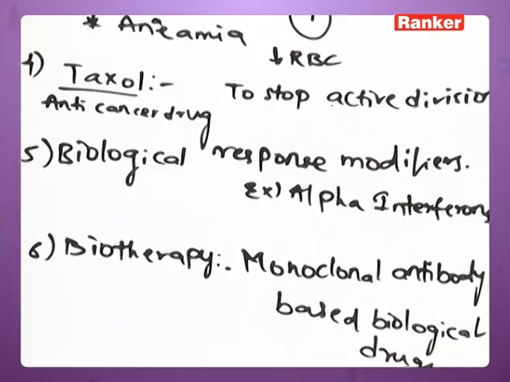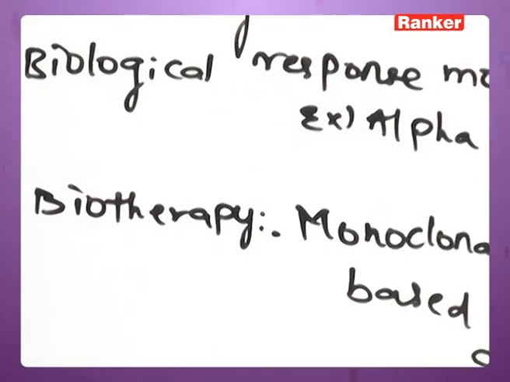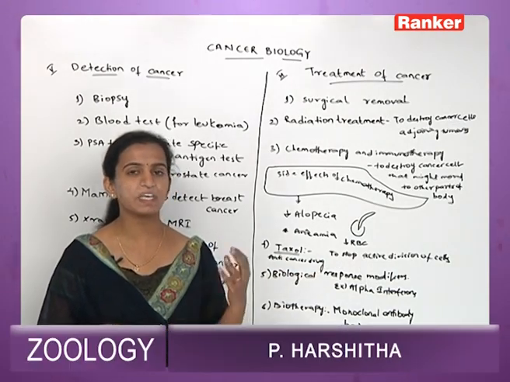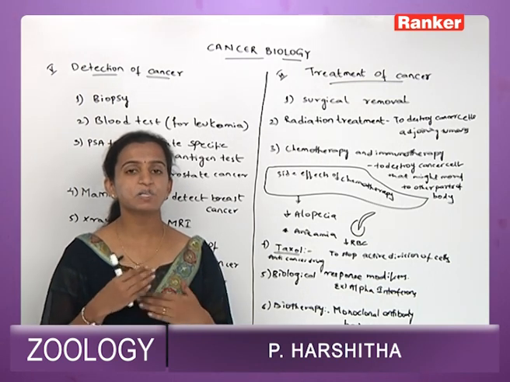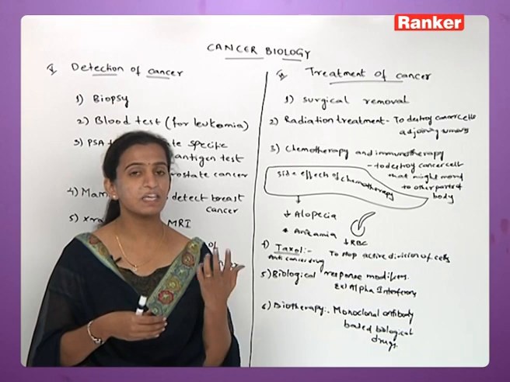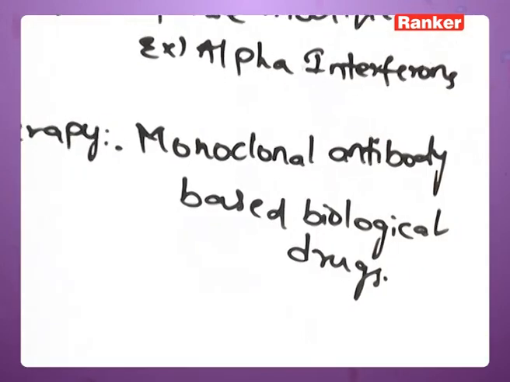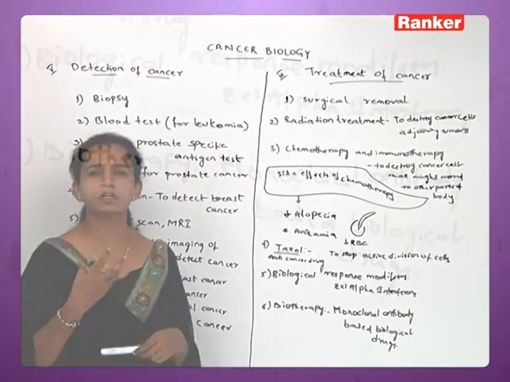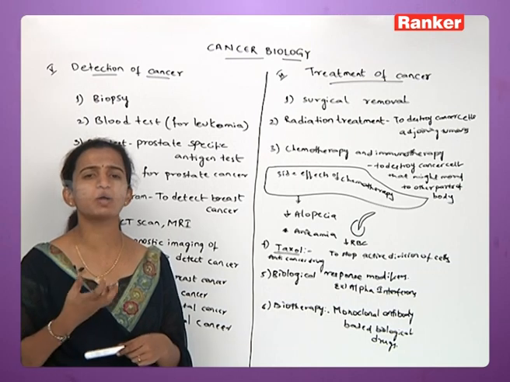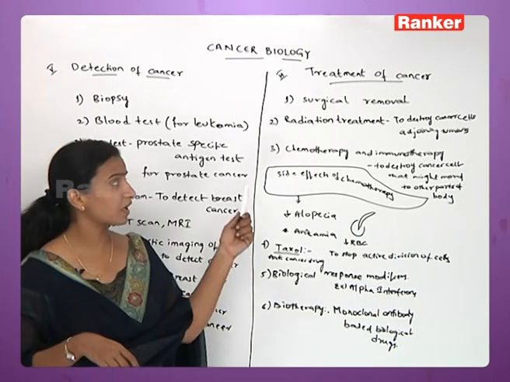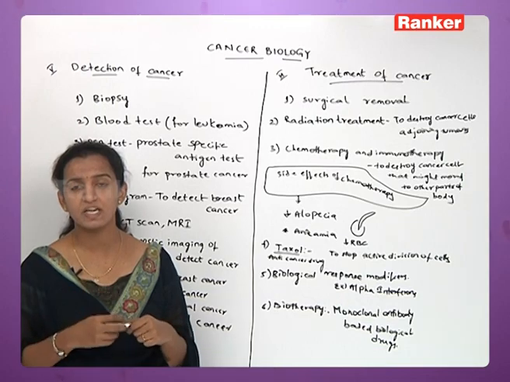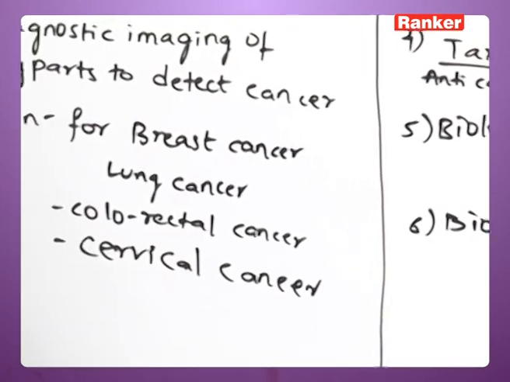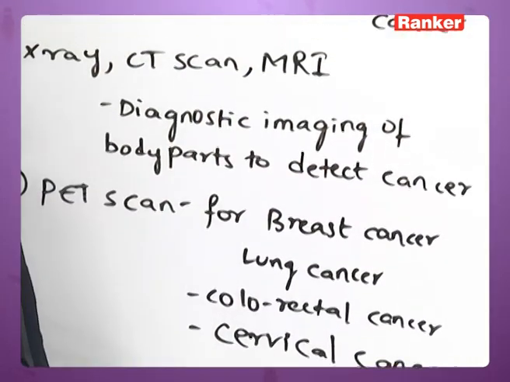And here biotherapy is nothing but monoclonal antibody based biological drugs. That means this is another kind of technology used here, using the cancer cells and the normal cells, and an in vitro process takes place, and they are inserted back into the organism who is suffering with the cancer. So this is a kind of biotherapy, a typical part, and it involves more technology. So these are different sectors where you can treat cancer patients. And here you can see the detection of the cancer, how it can be detected, and here you can see the treatment of the cancers.